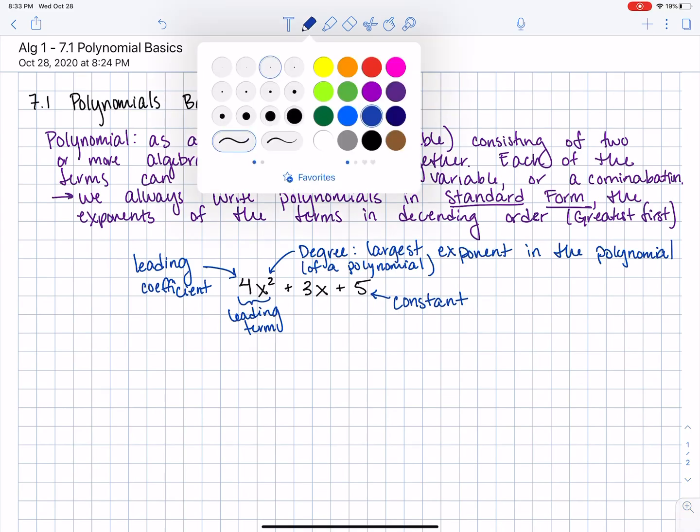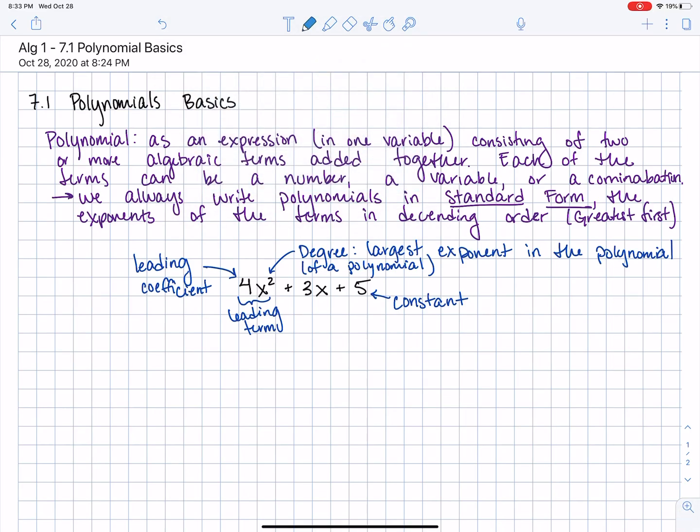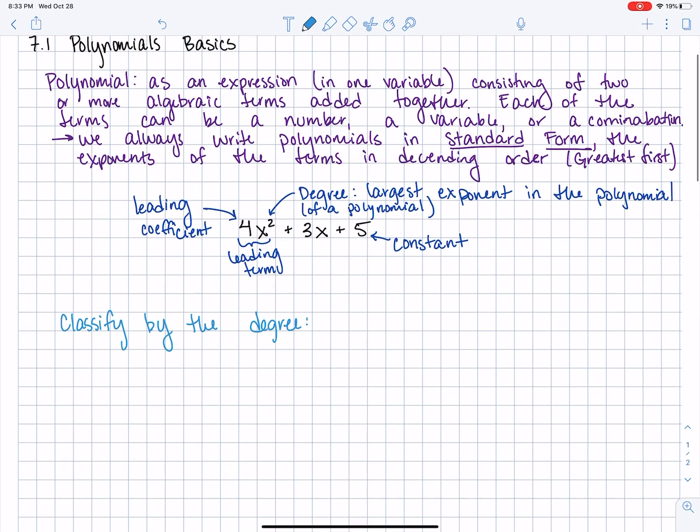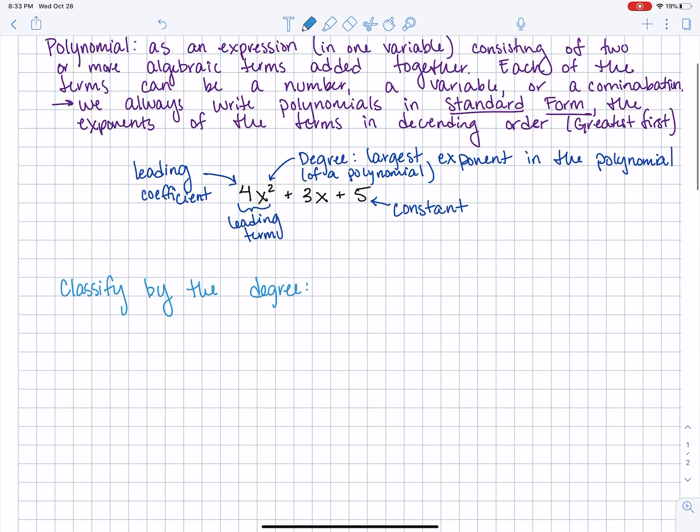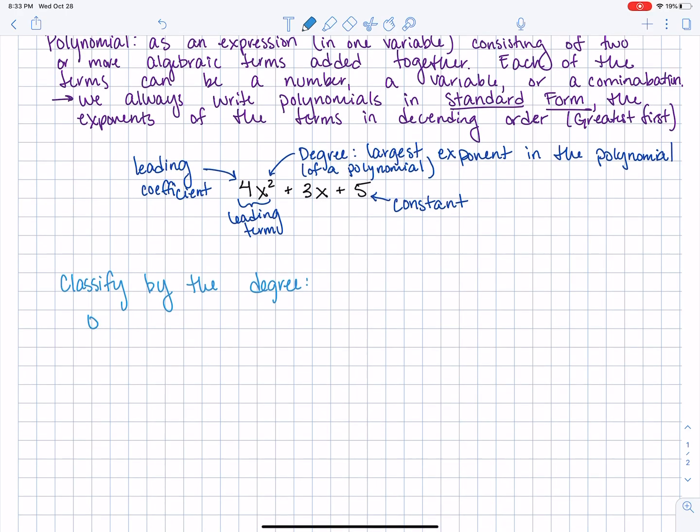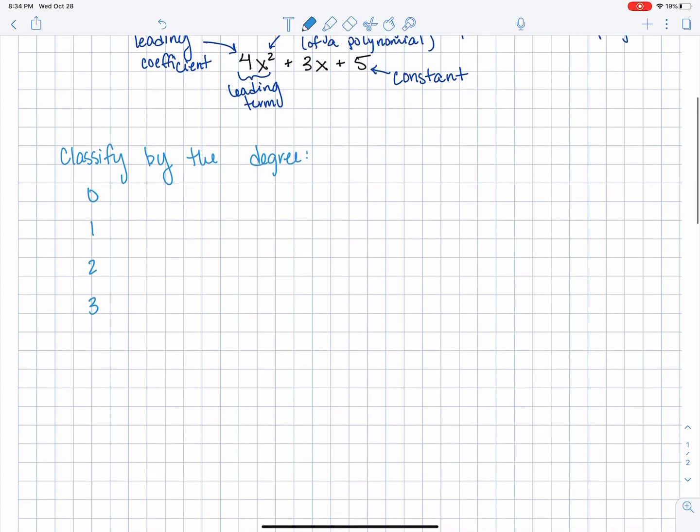Okay, so these are all the parts of a polynomial, but what we need to do is that we actually need to classify polynomials. And in order to classify polynomials, we classify by two aspects. So we're going to classify by the degree of the polynomial. All right, so we're going to classify it first by the degree. Now, it could have a degree starting with 0, and it could have a degree of 1. And remember, these are the exponents: 2, 3, 4, 5, and then 6 and up.